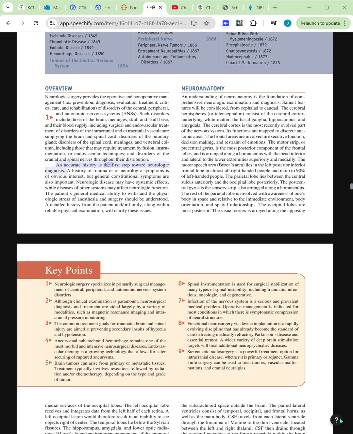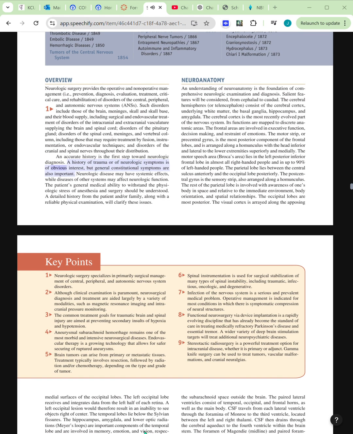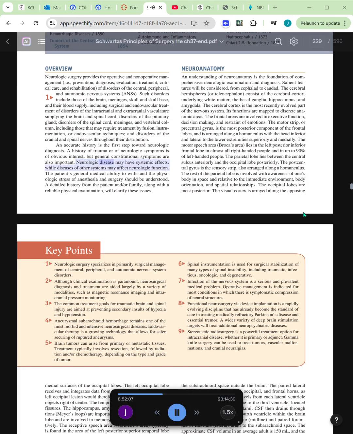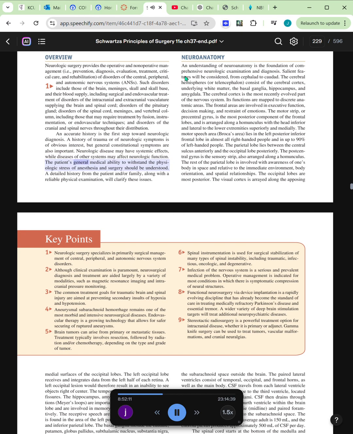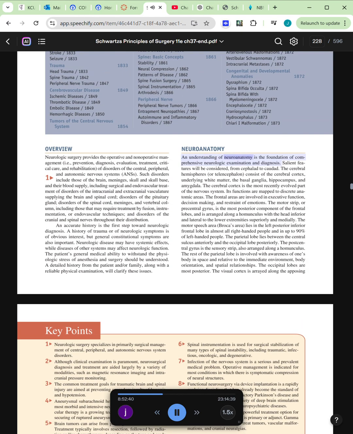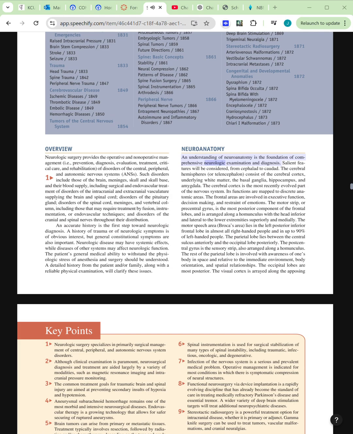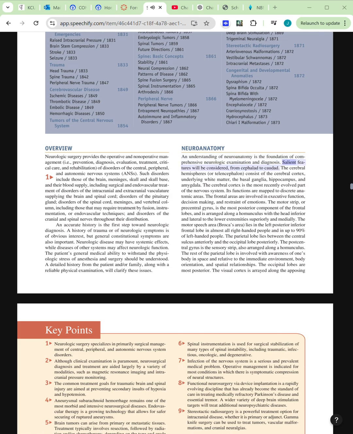An accurate history is the first step toward neurologic diagnosis. A history of trauma or of neurologic symptoms is of obvious interest, but general constitutional symptoms are also important. Neurologic disease may have systemic effects, while diseases of other systems may affect neurologic function. The patient's general medical ability and understanding of neuroanatomy is the foundation of comprehensive neurologic examination and diagnosis. Salient features will be considered from cephalad to caudad.